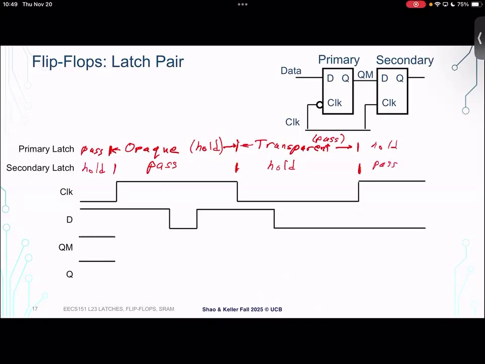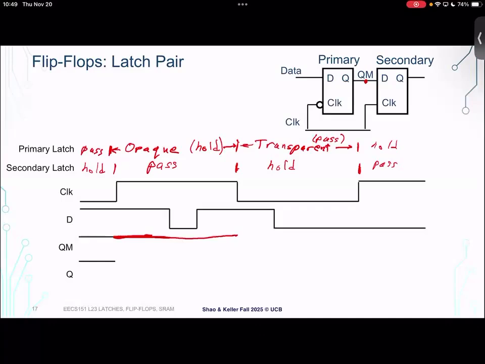So how does this combine to make the behavior of a flip-flop? Let's go through this example and understand it. Okay, I've notated this intermediate node as QM. So notice that D has transitioned here after the clock edge, but during the high phase of the clock. Well, let's think about the behavior of that primary latch during this phase. It's hold, it's opaque. So the input has no impact on QM, right? Because that latch is just remembering its previous state.